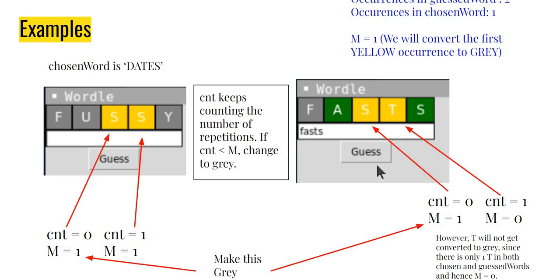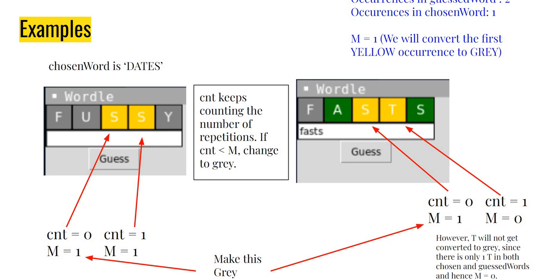Look at this. This is a really nice example. In this case, I've got two S's. The first encounter happens with this S. Count is 0 because that's where I start. M is 1 because we discussed there are two S's in this, but there's only one S in the chosen word. So count was, M was 1. Count is less than M and hence I convert this to gray, which is perfectly fine.